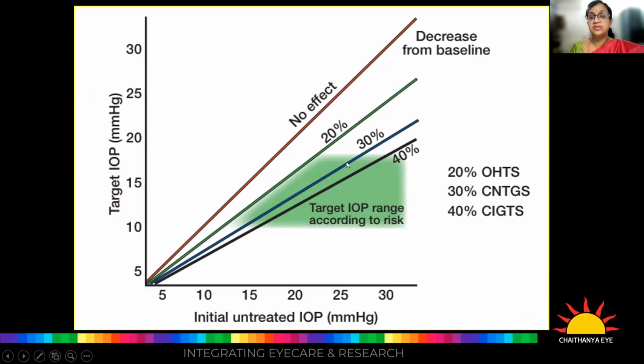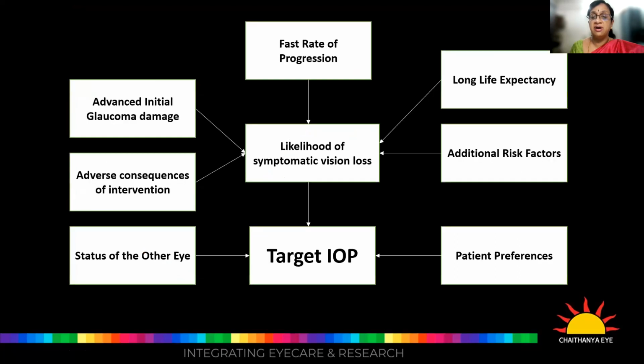So the target IOP range is between 20 to 40%. Again, target IOP is not a magical number. It is a range. And every patient, when we start treatment, we should have in mind a target intraocular pressure, which is dependent on so many factors like patient preferences and various other factors as mentioned here. But I would like to highlight the status of the other eye, because if the patient is one-eyed, then definitely, even if there are fewer risk factors, the suspicious eye has to have a lower target.